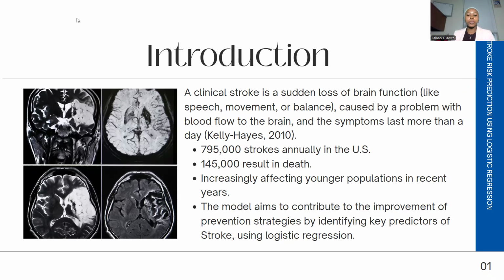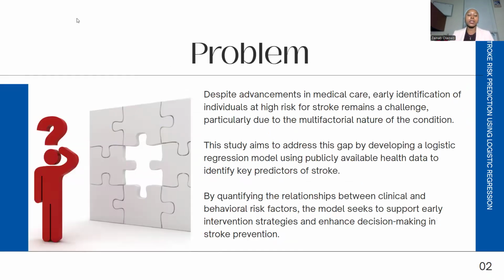The model aims to contribute to the improvement of prevention strategies by identifying key predictors of stroke using logistic regression. So the problem that we have is the early identification of individuals at high risk. Despite advancements in the medical field, there's been a challenge because stroke has very different factors that affect it. There's not just one factor to stroke, which means that it is kind of unpredictable, right? So we want to address this gap by developing a logistic regression model to identify these key predictors using publicly available data.